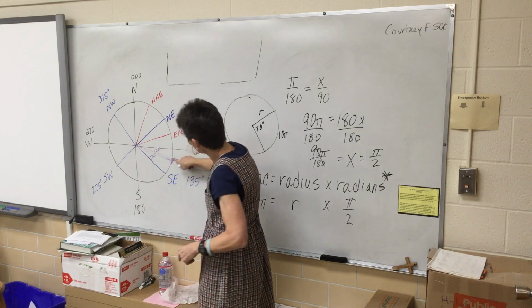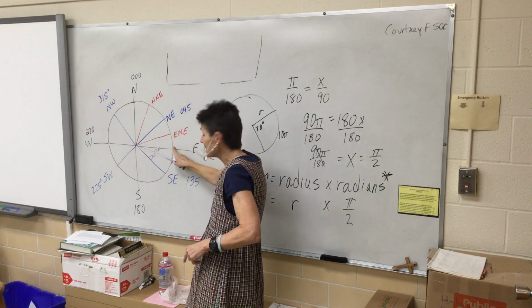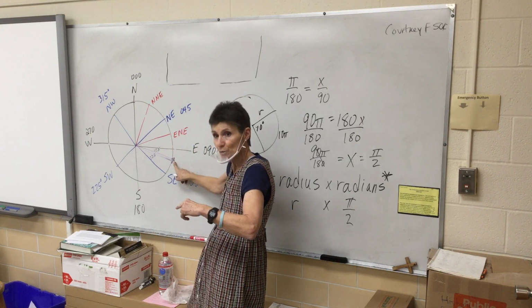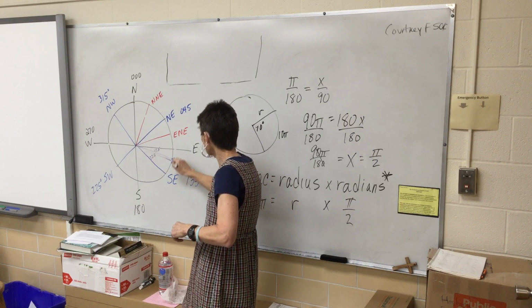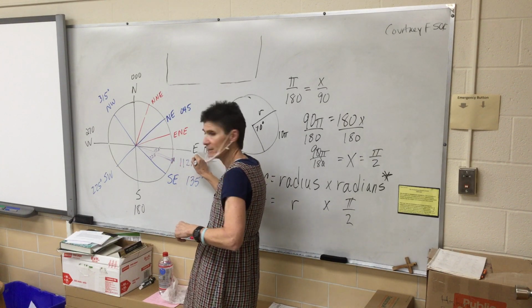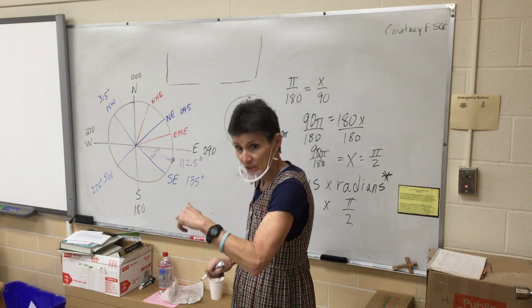So to get to my purple dot, I'm starting at 0. So I'm going around to 90 and then another 22 and a half. So that angle would be, if my math is right, 112.5 degrees. 90 and then an extra 22 and a half.